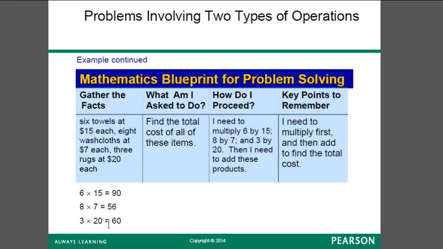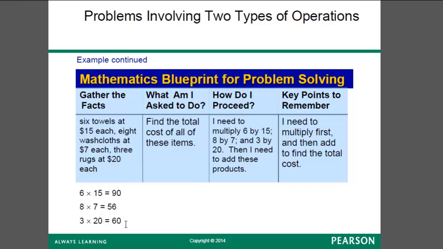So here's where I've done my multiplication. 6 times 15 is 90. 8 times 7 is 56. 3 times 20 is 60. So my towels together cost me $90, or cost Juanita $90. The washcloths cost $56, and the rugs cost $60.